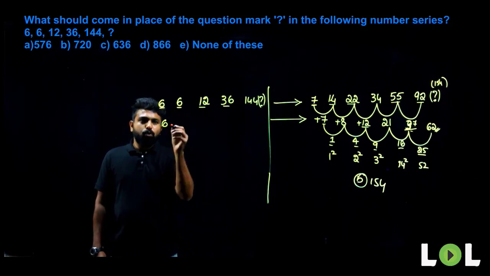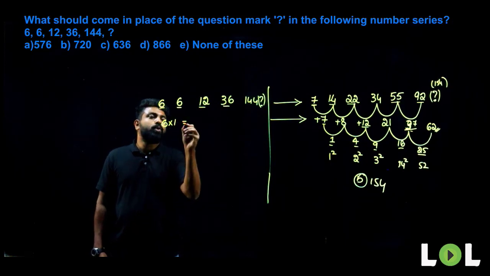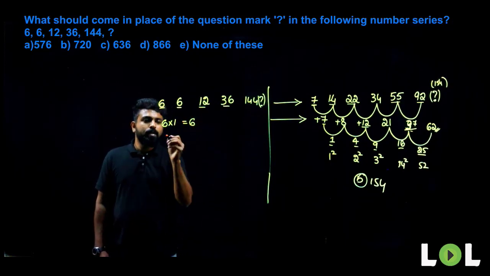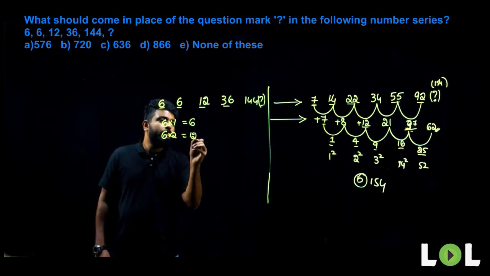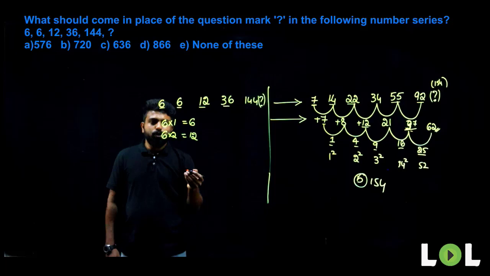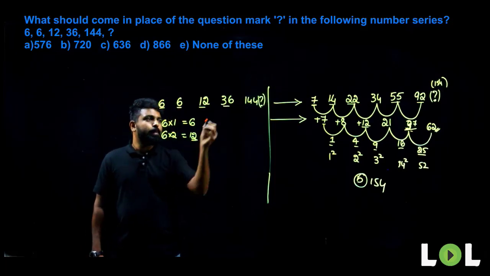From 6 to 6, how do I go? I need to multiply 6 with 1 to get 6. Now 12, how do I get 12? I need to multiply 6 with 2, so that I'll be getting 12. What about 36? What do I need to do? I need to take 12 and multiply it with 3.